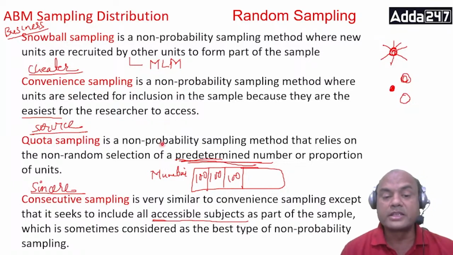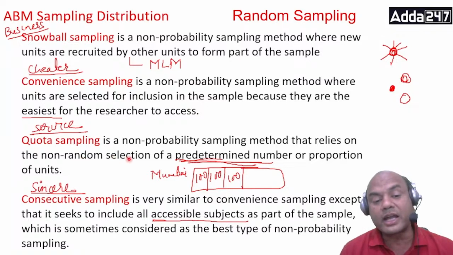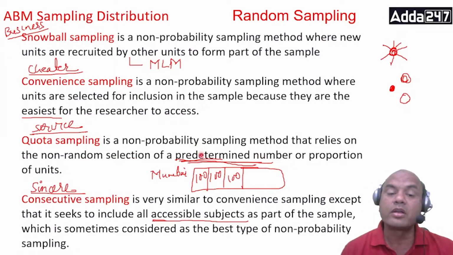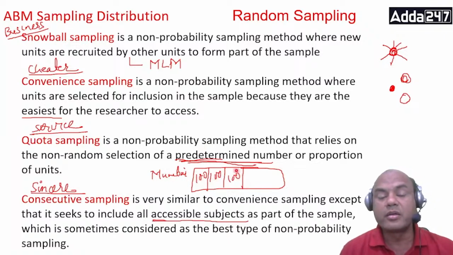Quota is a non-probability sampling method that relies on the non-random selection of a predetermined number or proportion of units. Okay, so non-random selection of a predetermined number. Quota means what? Mumbai 100, Delhi 100, UP 100. So quota means a quota is given everywhere.